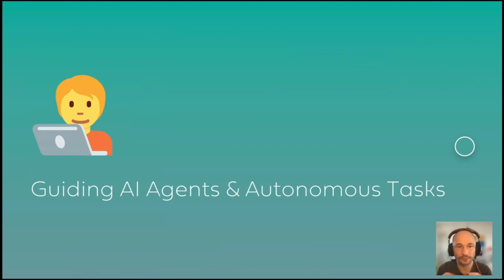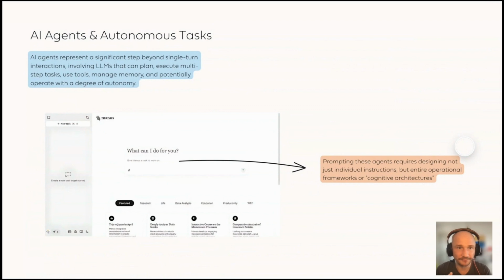This is how we already arrive at the last category. And that's probably the one that is currently attracting the most buzz: agents, and how to guide agents and how to make them fulfill autonomous tasks. The example that I've taken is Manus because it was one of the more recent kids on the block and had a lot of eyeballs drawn to it.